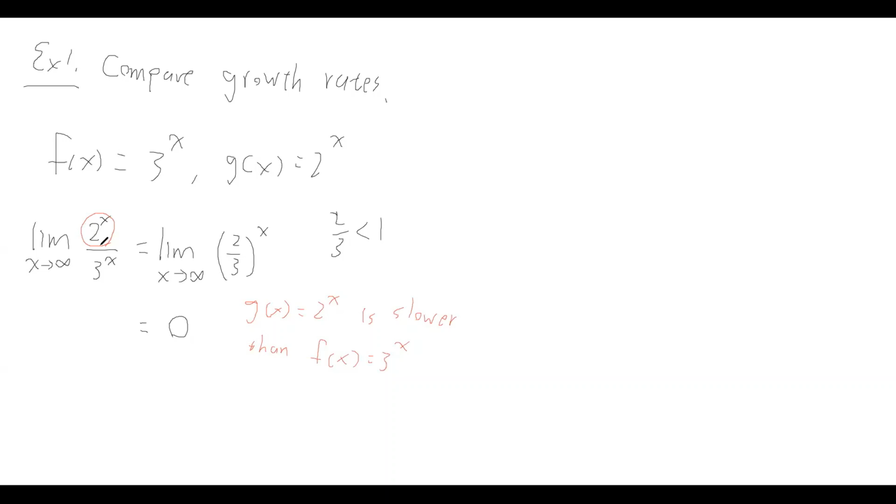Now, if you want to try, you can put 3 to the x on top and 2 to the x on the bottom, and that will give us 3/2 here. And when you take 3/2 to the power of infinity, you get infinity, right? And that will give you the same result. It doesn't matter which one you put first. You can say that g of x is slower than f of x, or you can say that f of x grows faster than g of x. Okay. Now, all in all, it doesn't matter how you do it as long as your result is the same.